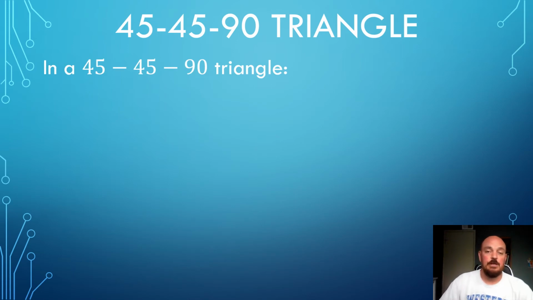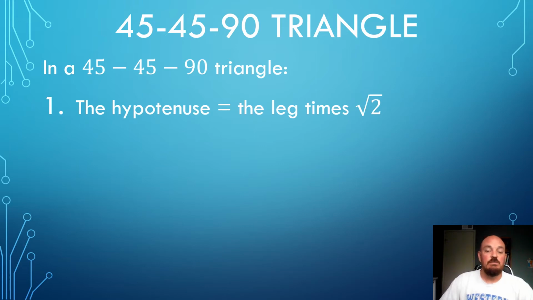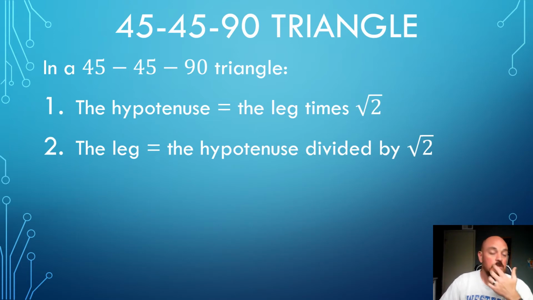Now here's what's special about it. Once you notice it's the 45-45-90 triangle, we have a really easy trick for taking one measure and using it to find the other. If you know the length of the legs, remember, the legs are the same, all you have to do is multiply it by the square root of 2, and it'll tell you how long the hypotenuse is. And then that works backwards also. If you know the hypotenuse, you can divide it by the square root of 2, and it'll tell you how long each leg is.